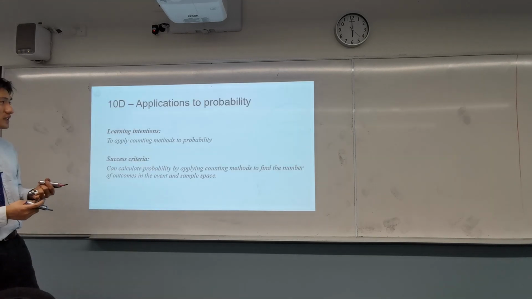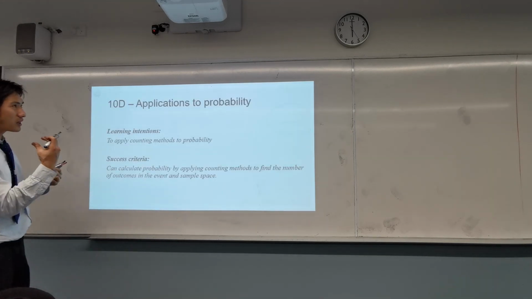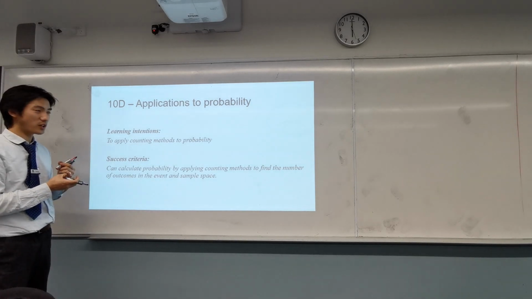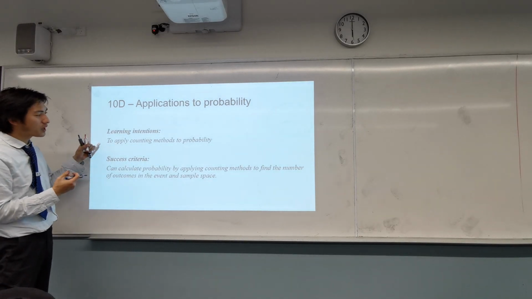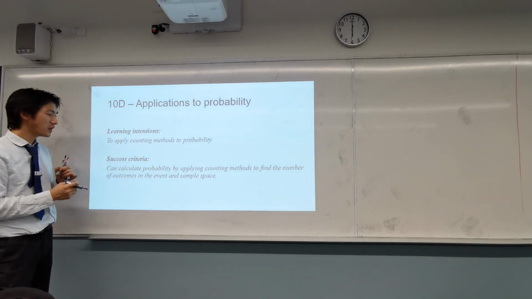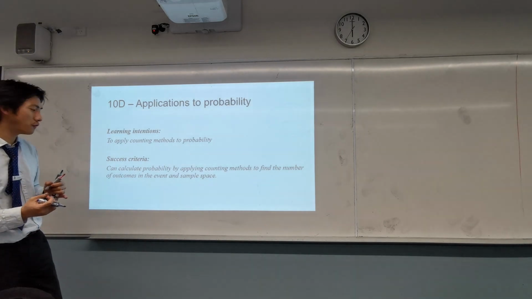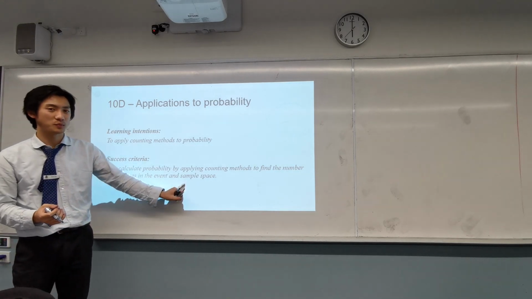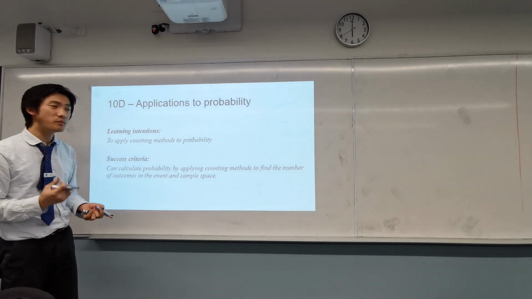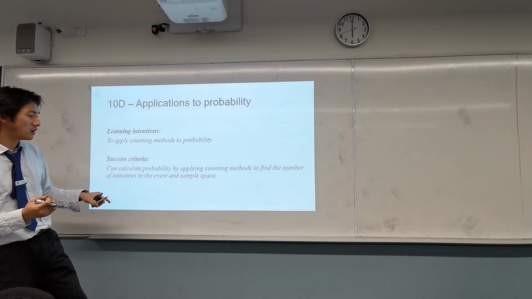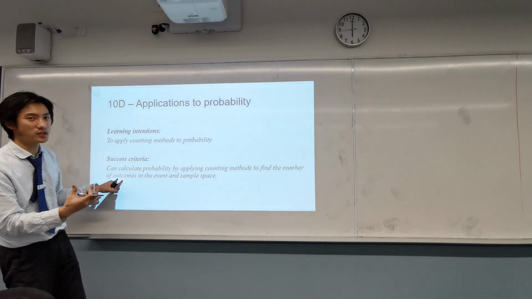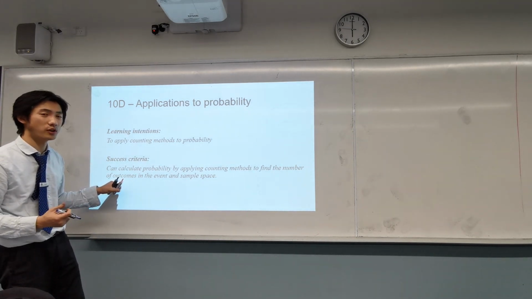We're at the end of this exercise now. So let's review our learning intentions and success criteria. Learning intentions: to apply counting methods to probability. Success criteria: can calculate probability by applying counting methods to find the number of outcomes in the event and sample space. That's the key. You need to be very fluent with counting methods because the probability part comes afterwards. That's just applying what you've learned from chapter 9.